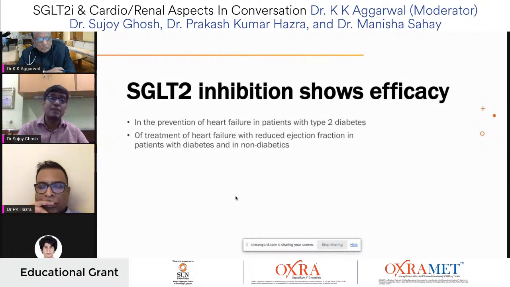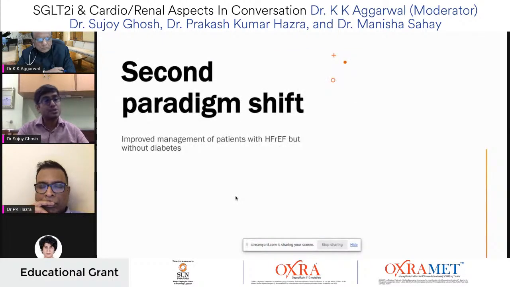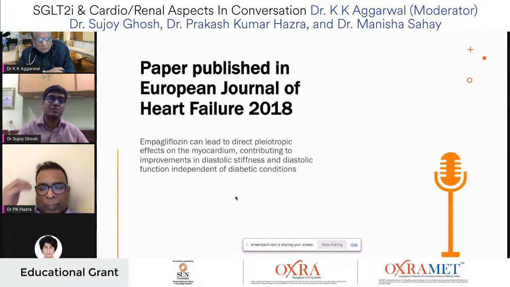And it shows that it's able to prevent heart failure, reduce those with heart failure with reduced ejection fraction, whether you have diabetes or no diabetes. So this is the second paradigm shift that's happened, that it's improved management of patients with reduced ejection fraction heart failure, whether you have diabetes or whether you don't have diabetes.